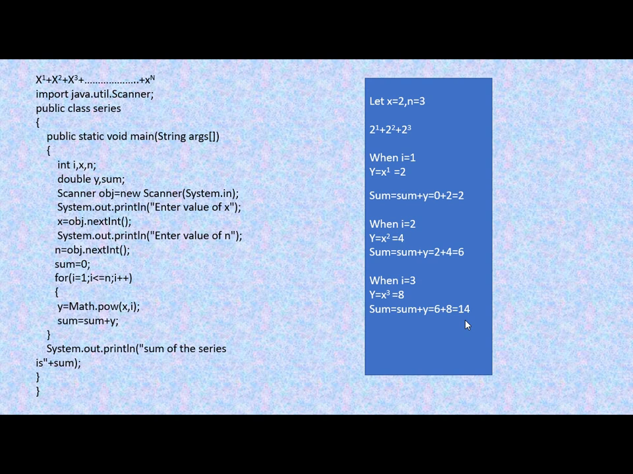Now you can take any value of x and any value of n. I have taken a smaller value so that I can show you the dry run over here. Now let's go back to the program and see whether we are getting the desired output or not. We will execute our program taking these two values itself, and then we can execute taking any values of x and n.